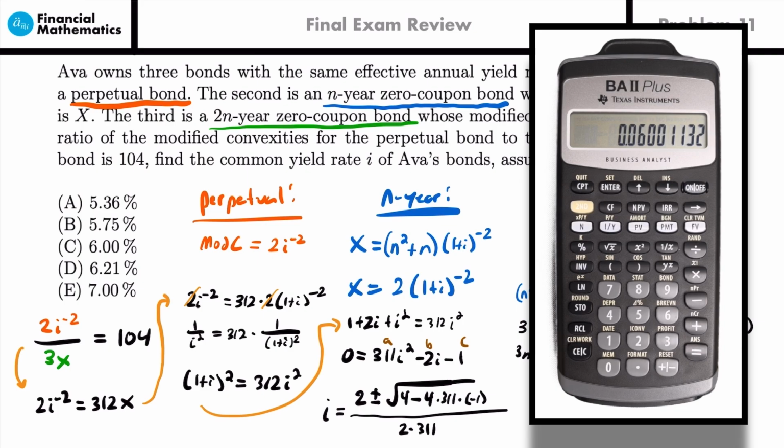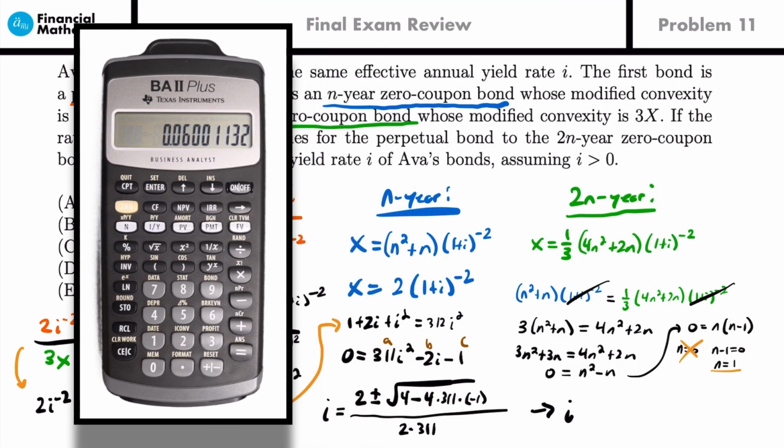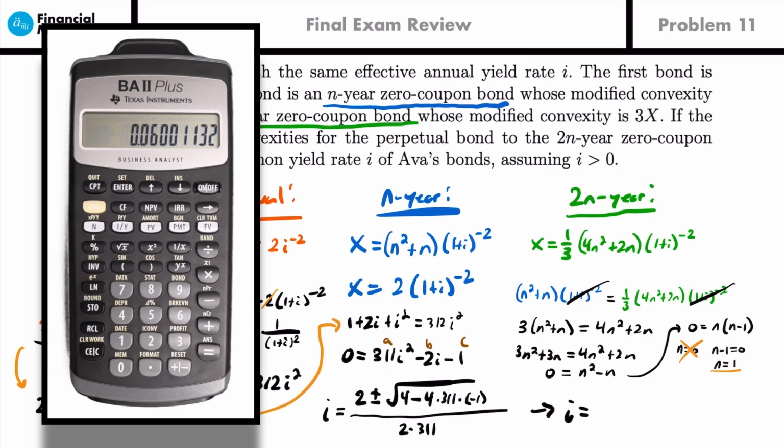In general, when you end up using the quadratic formula in an FM problem to solve for an interest rate, usually when you add the part under the square root, you get the right answer. When you subtract, you'll find that you get a negative interest rate, which is not what we want in this case. But the first answer we get is that i is equal to about 6%, so 6.00%.